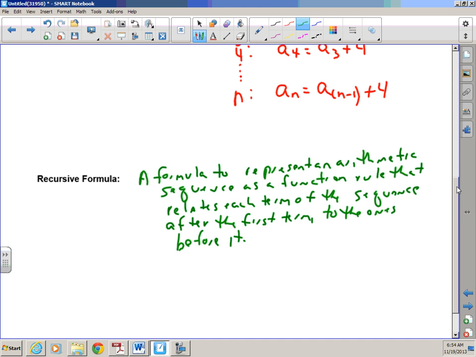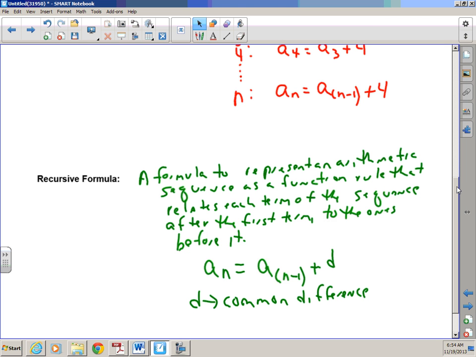So, what is our recursive formula? A sub n, meaning any number in the sequence, is equal to the number right before it. That's what n minus 1 means, plus d, and d is my common difference. Okay? So now let's practice some examples here.